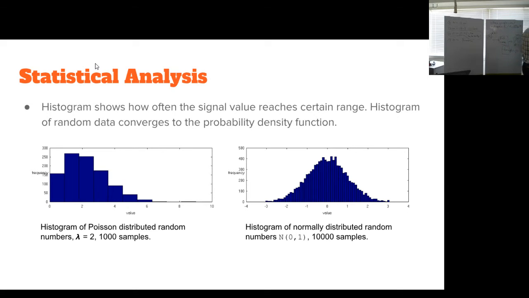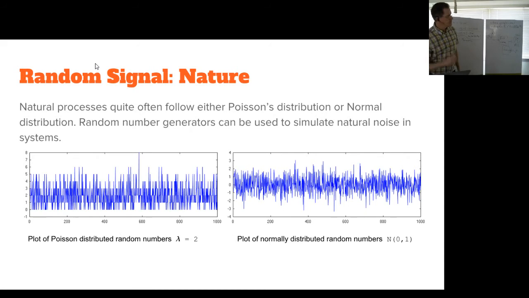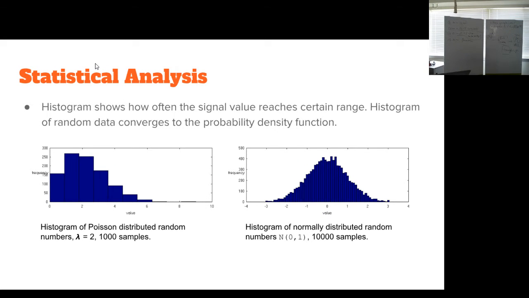Statistical analysis, a couple of reminders. The histogram of a random value, or any value actually, gives you the frequency of each value in the data, meaning how many values in that random data are zeros, how many are ones, how many are twos, and so on. That's the Poisson distribution.